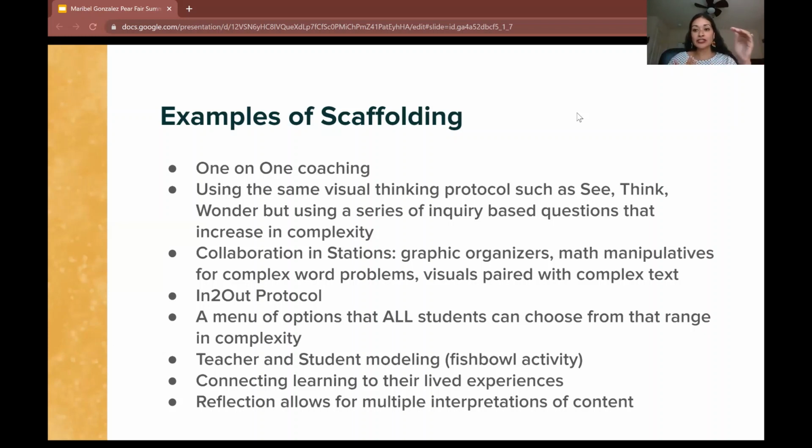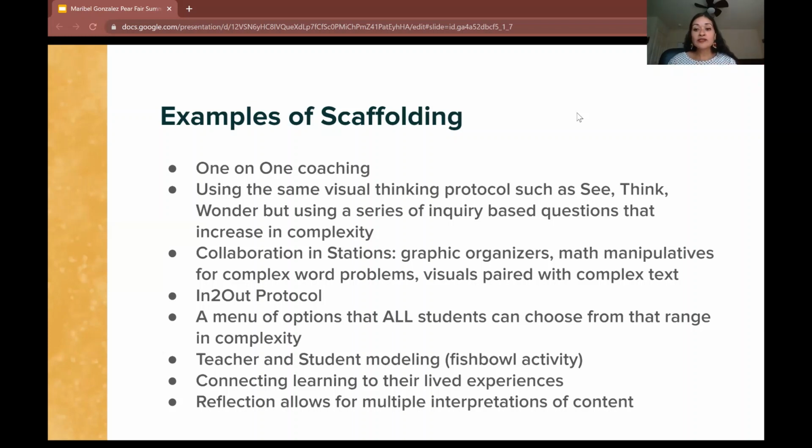So for each section of the protocol, the in to out, you can use different material, different text, visuals, music, videos, and it's all addressing the same standard, the same driving question, essential question, or the theme, right? And this is in one class period or two. You can offer a menu of options that all students can choose from that range in complexity.